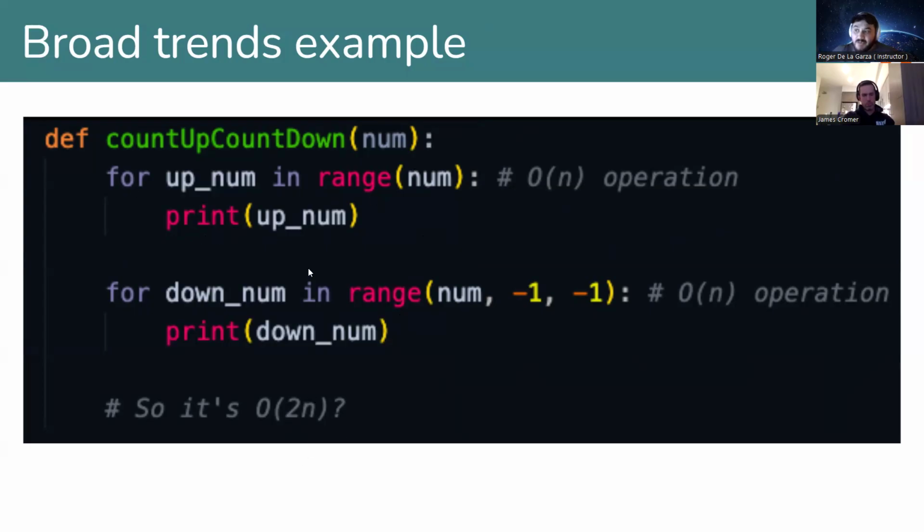It is still O of n, even though there's two for loops in here, right after each other. Worst case scenario is whatever the biggest number is, right? It is still O of n. It is not O of 2n.